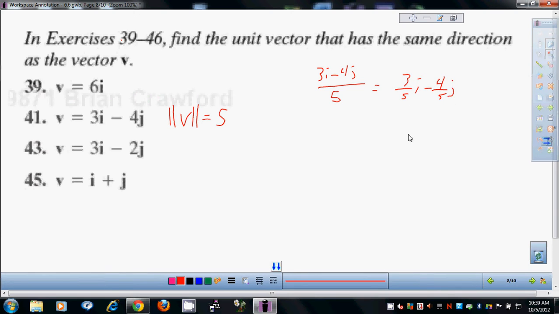Or you can do decimals if you want. And that is the formula for one unit vector. It seems kind of pointless to look at it like that, but nonetheless, that's what it's wanting when it asks for a unit vector in the same direction. You take your formula, divide it by your magnitude, and reduce.